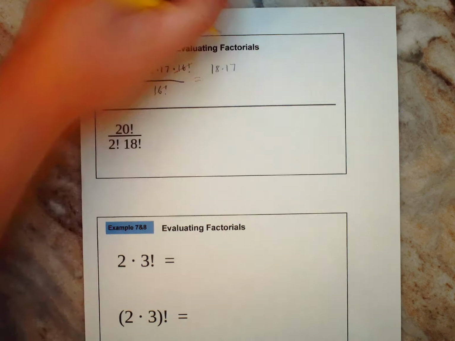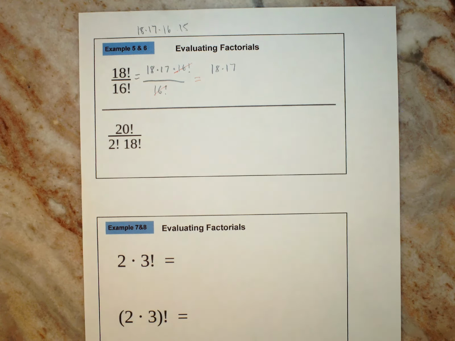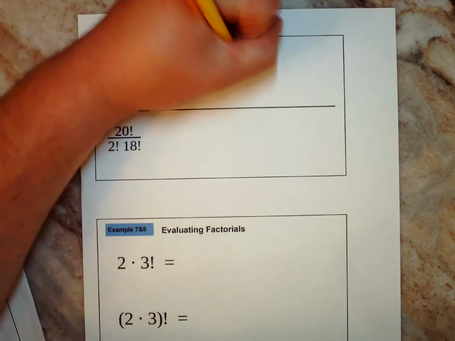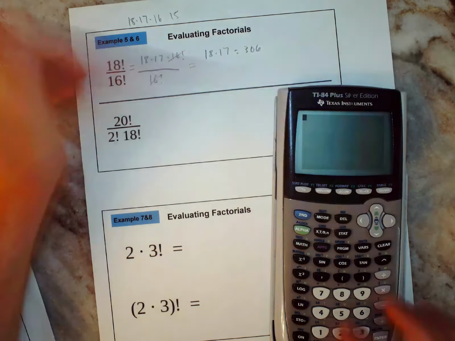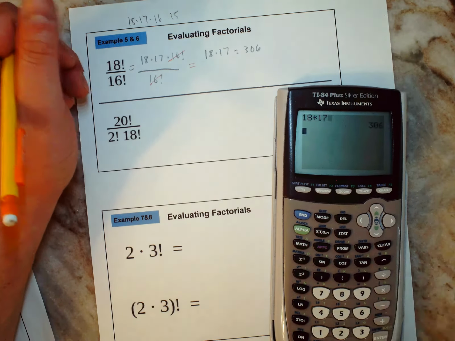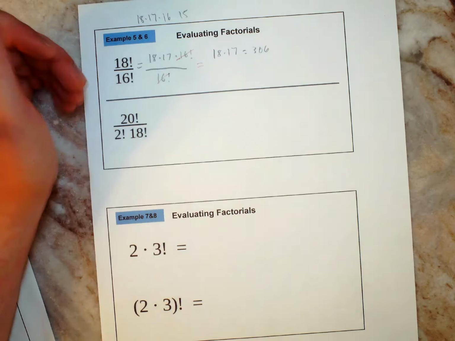18 times 17, which is, since I am going to use my brain here, I am going to take a guess, and it is 306. Let's check my work, 306. I'm just kidding, I had that written down before.